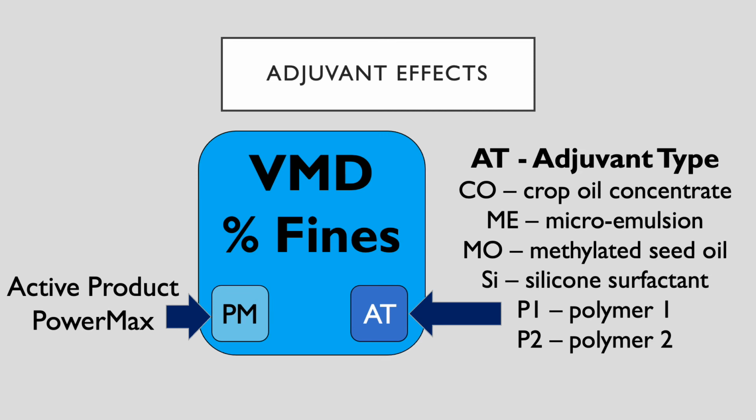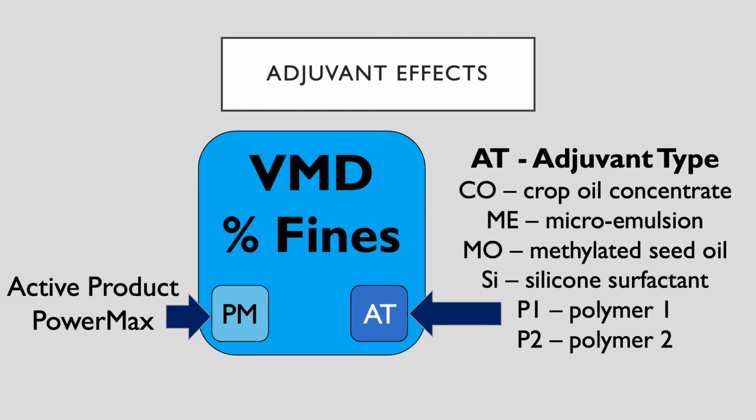So a study that we did here recently, we looked at a bunch of different solutions with PowerMax as the active ingredient for no other reason than it was a fairly high formulated product, and as a herbicide, it's one that we're concerned about in terms of risk. And then we looked at 6 different adjuvant types, ranging from crop oil concentrate, microemulsion, methylated seed oil, a silicone surfactant, and 2 different polymers.